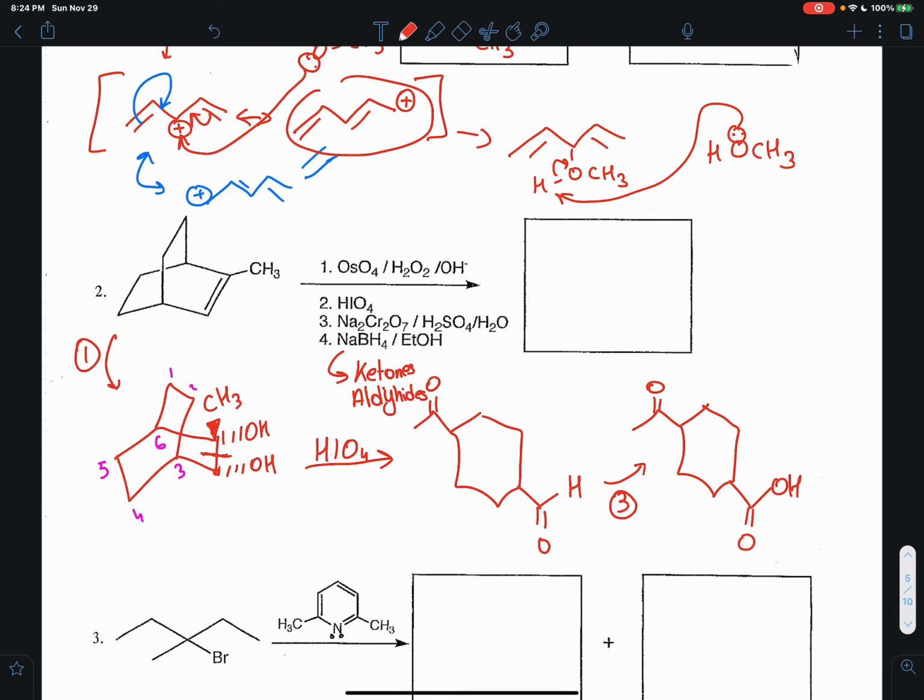The other one that is a strong reducing agent, I don't think we're going to see on this test, but a strong reducing agent is LiAlH4. This is a strong reducing agent. It reduces everything. It reduces carboxylic acids, aldehydes, ketones, everything.